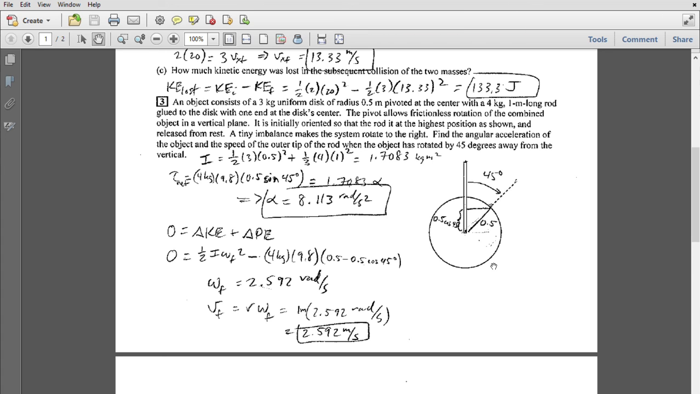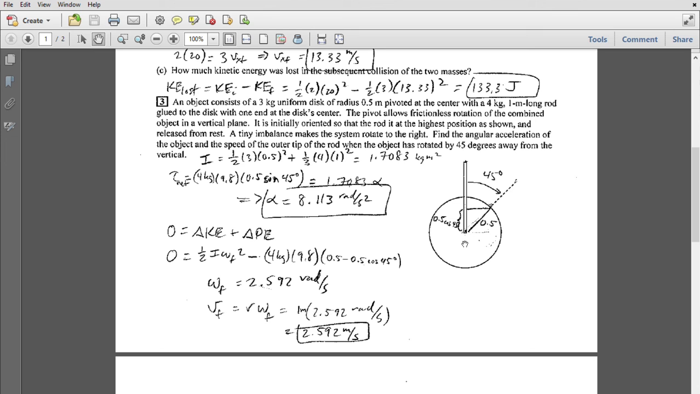Find the angular acceleration of the object and the speed of the outer tip of the rod when the object has rotated by 45 degrees away from the vertical. So we want its angular acceleration when it's here. That's the first thing that's asked.